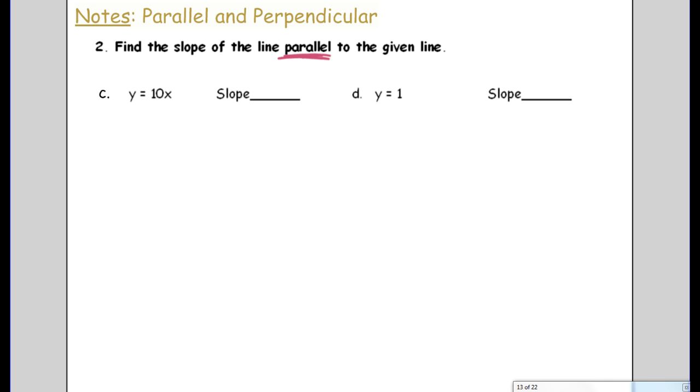Find the slope of the line parallel to the given line. Paige, what's the slope of C? 10. Very good. Paige, what's the slope of a line parallel to C? 10. Very good. Ooh, this is a tough one, Araceli. Are you ready? What is the slope of D, Araceli?